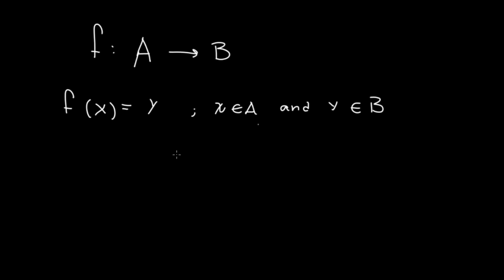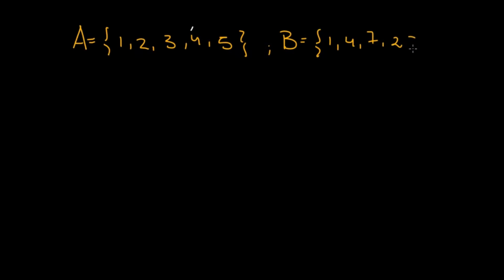So let's start with an example to make things easier. I'm going to first define my sets. I have the set A, and it's going to be 1, 2, 3, 4, and 5, and my set B is the set 1, 4, 7, and 23. And I'm going to define a function f from the set A to the set B. What I'm going to do is define what number f gives me at each element of A.